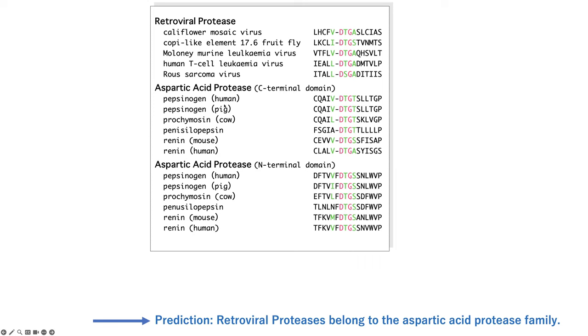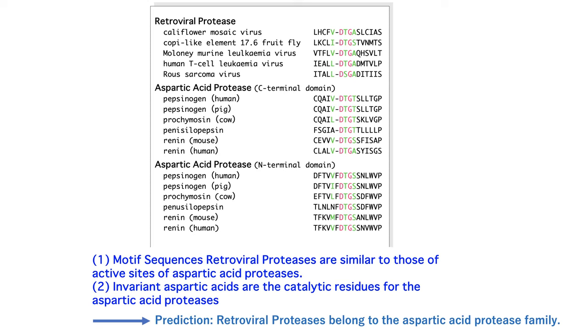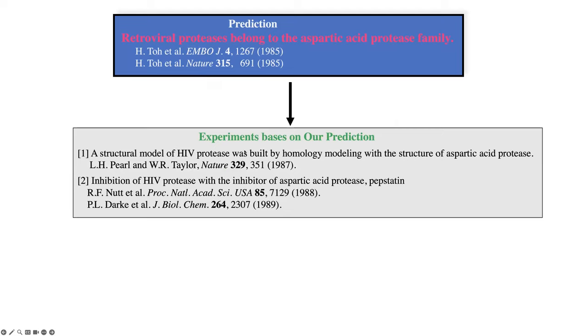So based on this observation, we predicted retroviral proteases to be members of the aspartic acid proteases, and this invariant aspartic acid to be a catalytic residue of the retroviral proteases. My prediction was published in 1985. And based on this prediction, several groups tried computational and experimental studies.